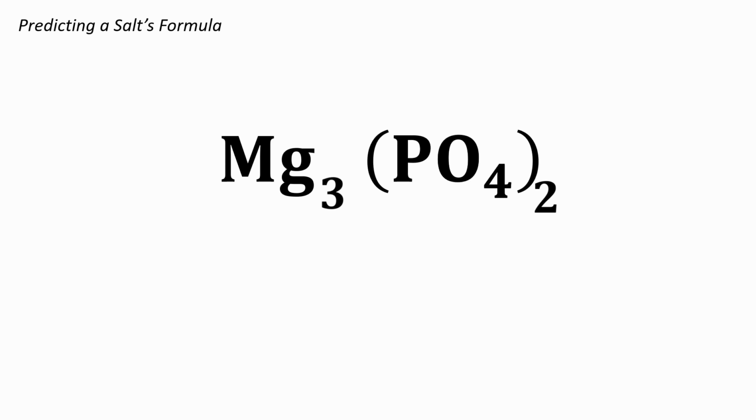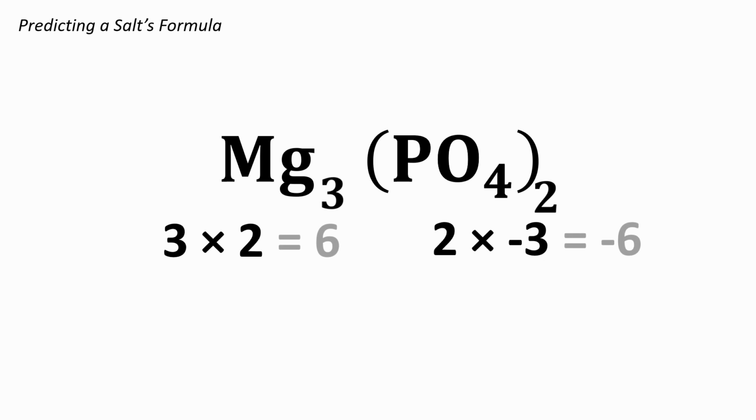If you want to, you can then afterwards check if the charges cancel each other out, and in this case we can see that they do. Since we have 3 magnesium with a charge of +2 and 2 phosphate with a charge of -3, which equal +6 and -6 respectively, we can see that if we add them together, they cancel each other out and become 0, i.e. neutral, and thereby our salt is neutrally charged as it should be.